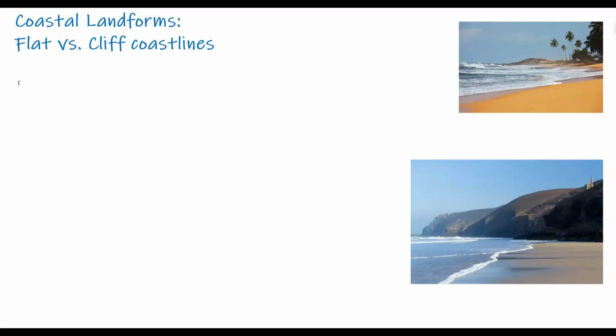So, part one. In a previous video, the intro to coastal landforms, I discussed how we classify coastlines, and there were different classifications. Now, one of them is primary coasts and secondary coasts.